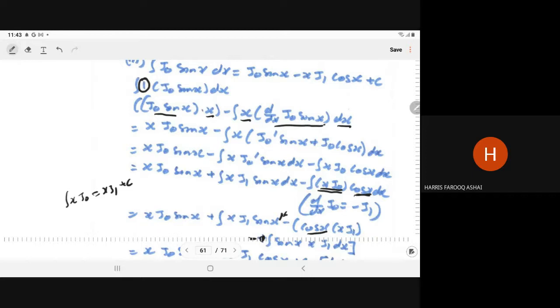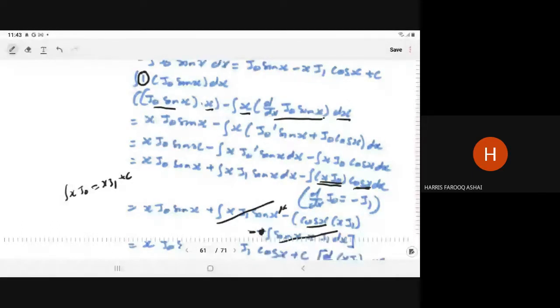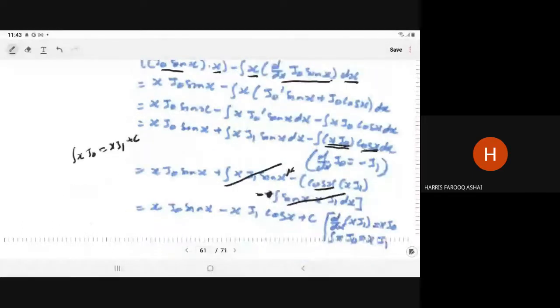So what is the benefit? The integral of x J1 sin x will cancel out, and you will get the required result. So this is the integral of J0 sin x.